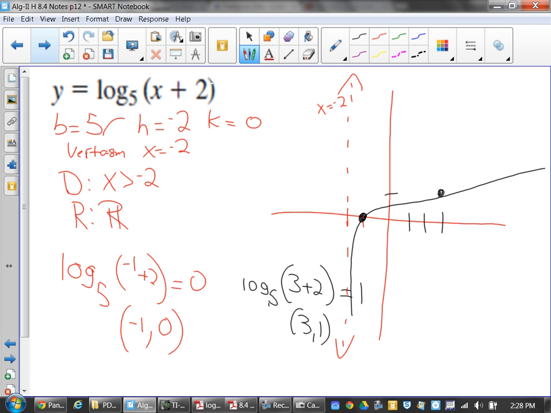Yes, ma'am? Will we ever get a curve that is to the left of the asymptote? No. Logarithms are only going to the right. They only go to the right of the asymptote. We're only going to go to the right of the asymptote.